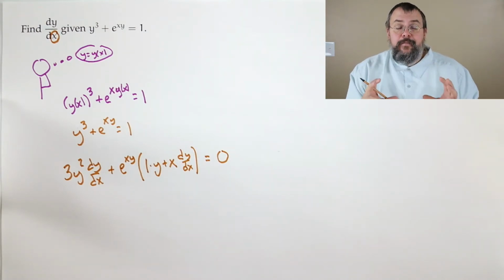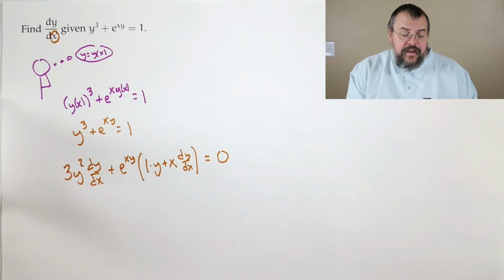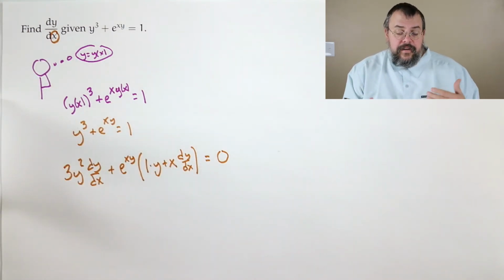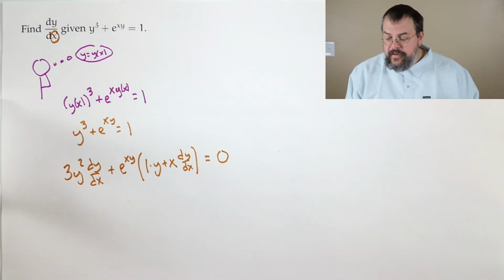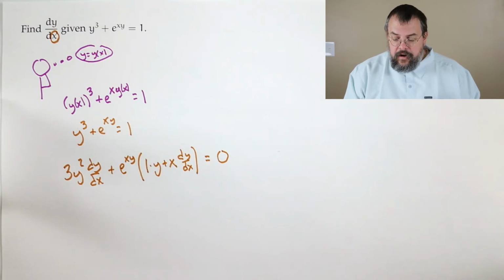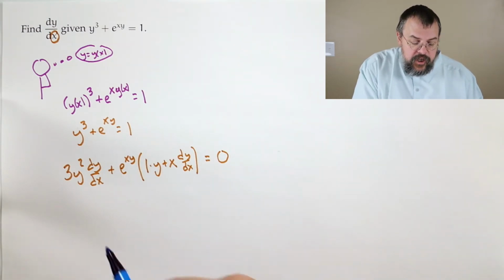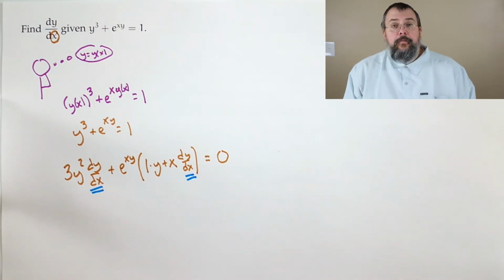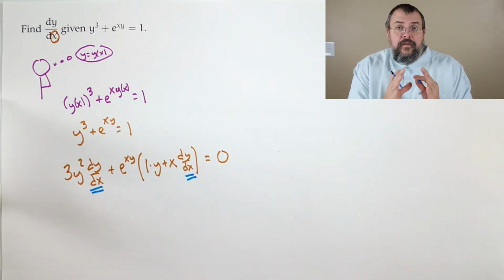Now, we're not done yet, because what did it ask us to find? It asked us to find dy/dx. Currently what we have is an expression which involves dy/dx. So the next thing for us to do is to take the things which have a dy/dx, namely it shows up in two places here, and we need to get them by themselves.